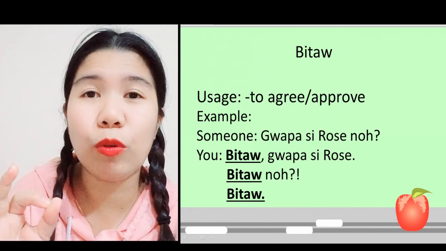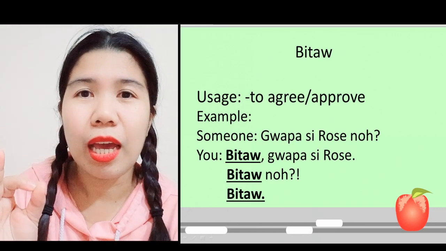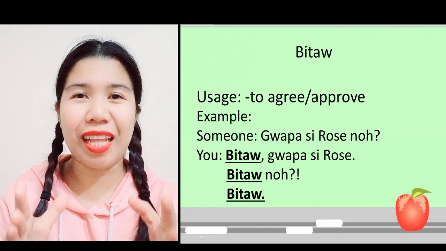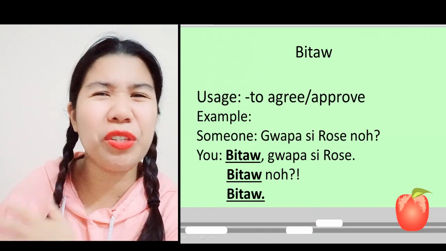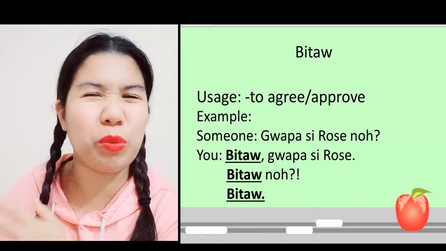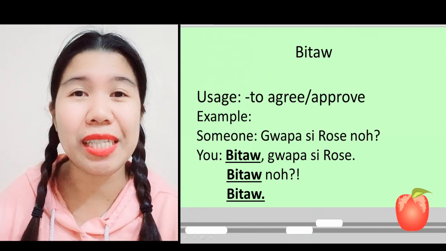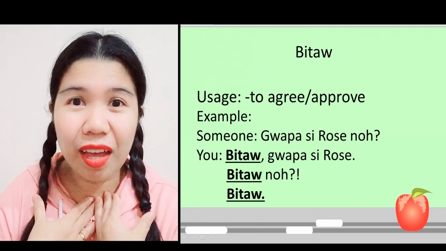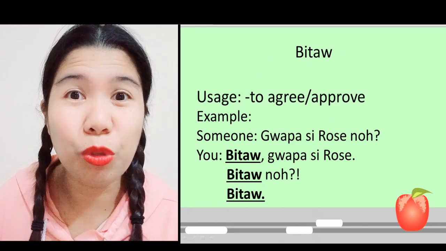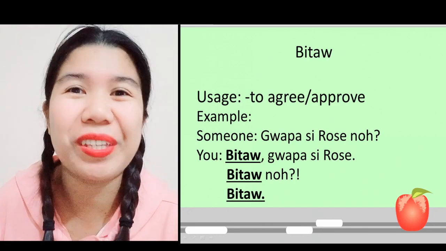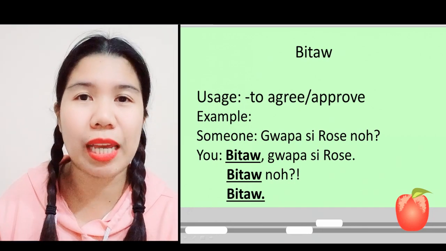When you say "bitaw no," it means that you just noticed it now that she's beautiful. A while ago, you didn't care about her, you never noticed her beauty. But right now that someone raised that point, you realize, she's really beautiful. "Bitaw no." Okay, so that's the meaning of the second phrase.